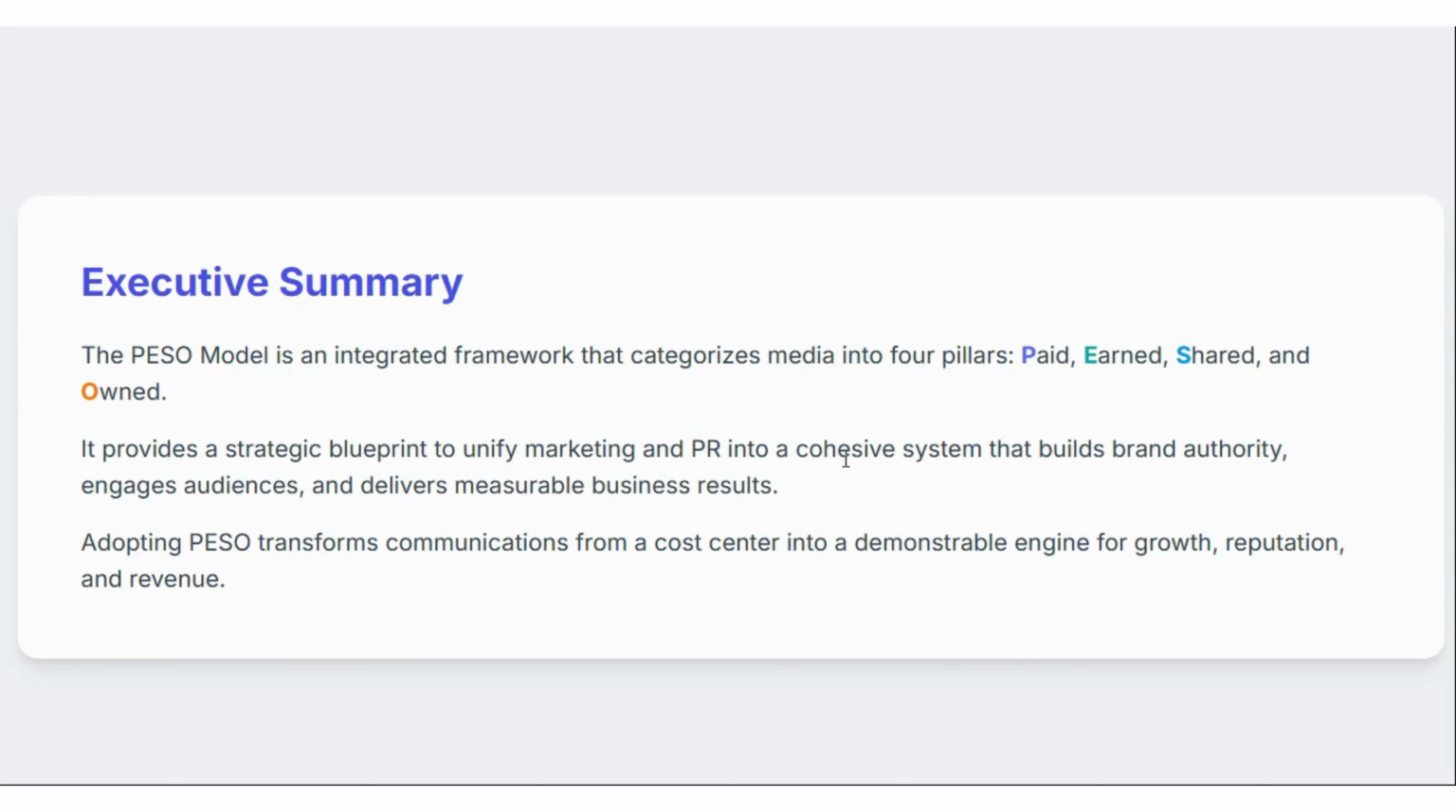This model is an integrated framework that categorizes media into 4 pillars. P is for paid, E is for earned, S is for shared, and O is for owned media. It's a strategic blueprint to unify marketing and PR.